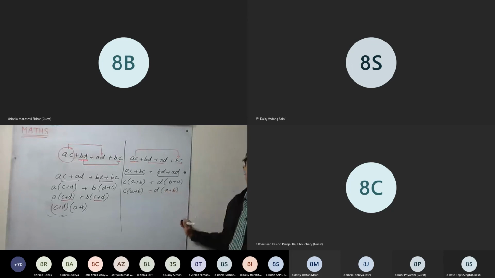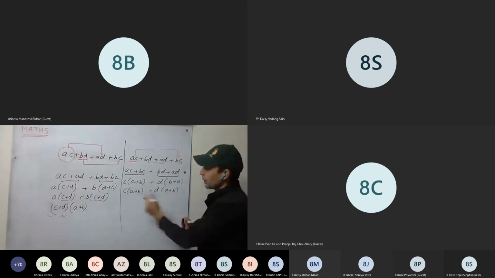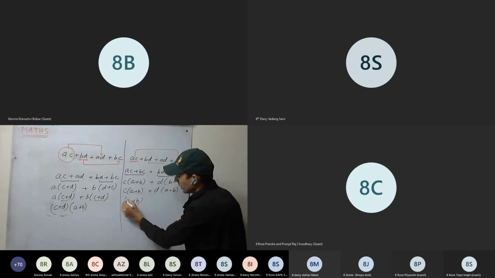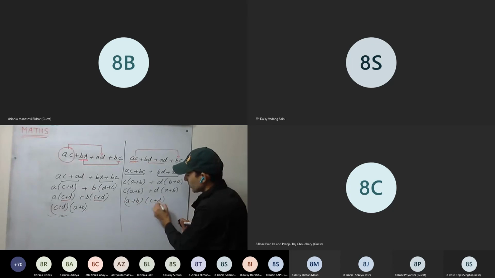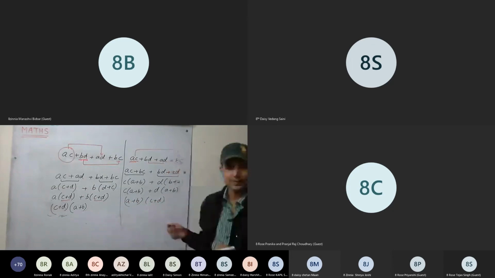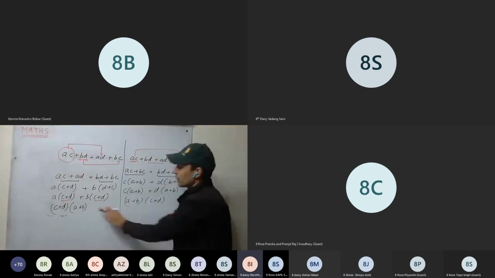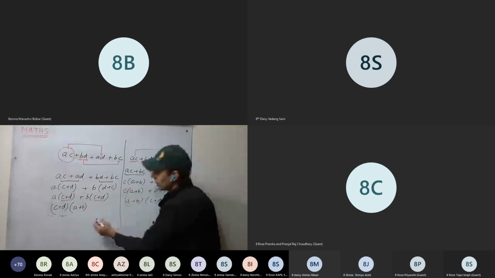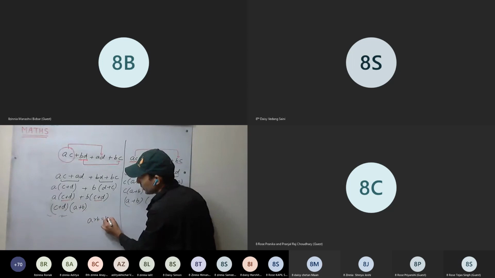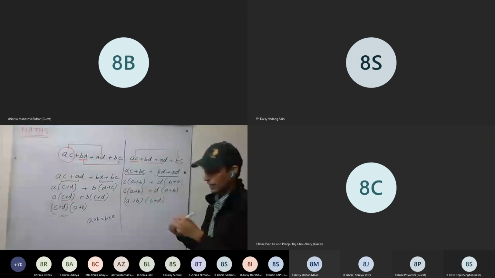plus B. We can write it like this. Now what is common? A plus B. A plus B into C plus D. Are they same or different? They are same. Sir, same. Commutative law of multiplication we already know. A into B is same as B into A. So they are same.